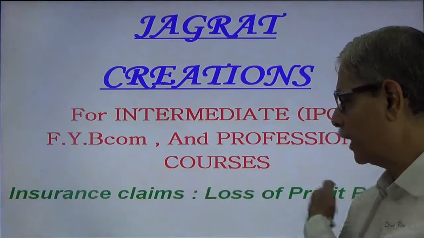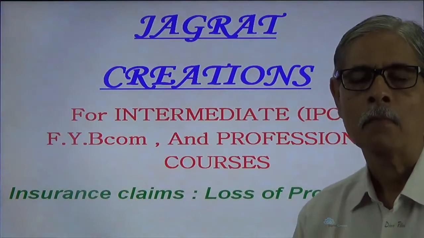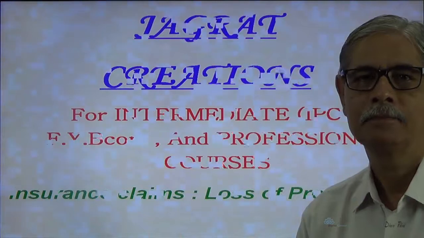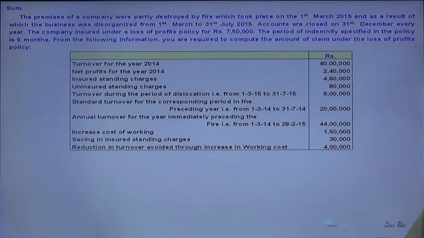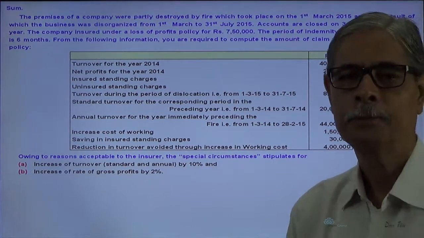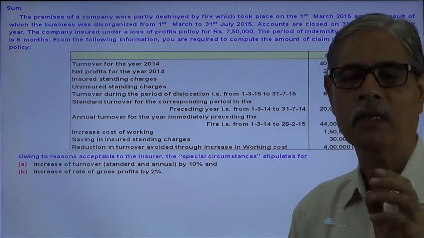The name of the chapter is Insurance Claim for Loss of Profit. I want to take care of one sum relevant to this. Observe the sum on the screen. Just read the sum. Now observe, you are required to work out the claim for loss of profit.